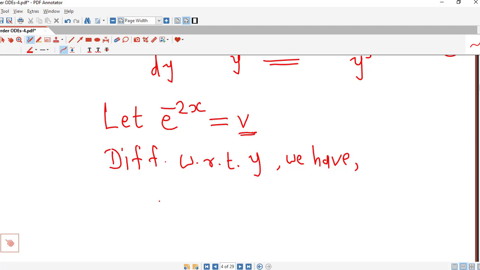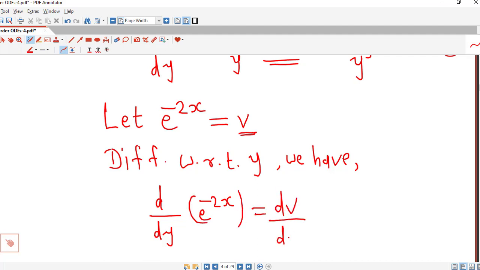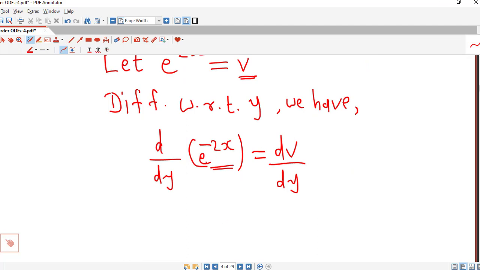so here we can write one more step, d by dy of e raised to minus 2x equal to dv by dy. Now here the derivative is with respect to y, and here we have a function of x, and x is also a function of y. So by chain rule, first we differentiate e raised to minus 2x with respect to x, and in the product we will consider the derivative of x with respect to y.